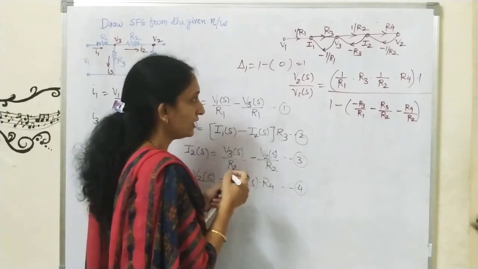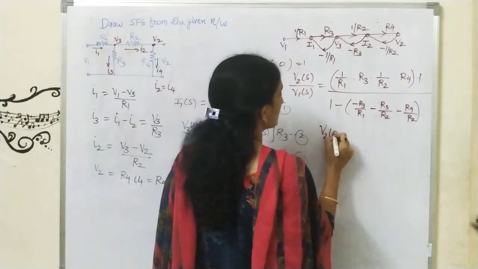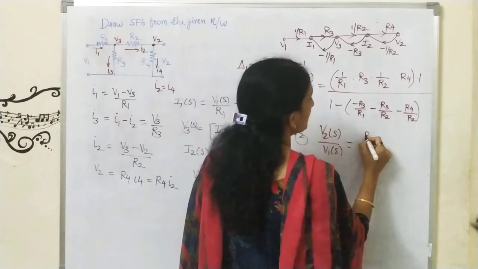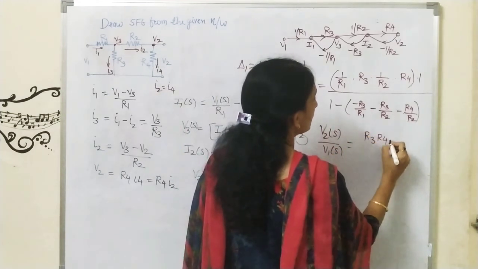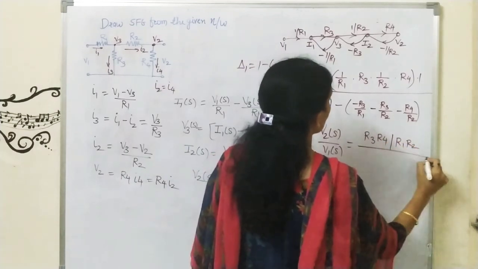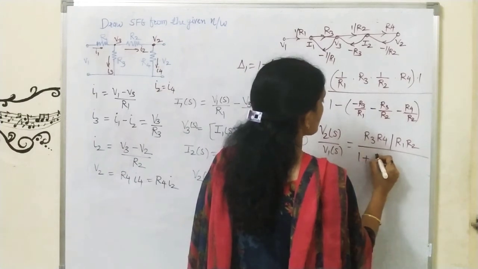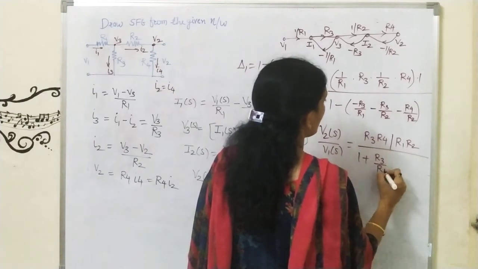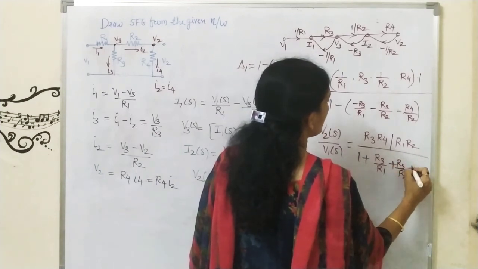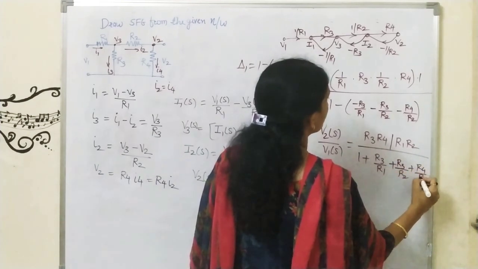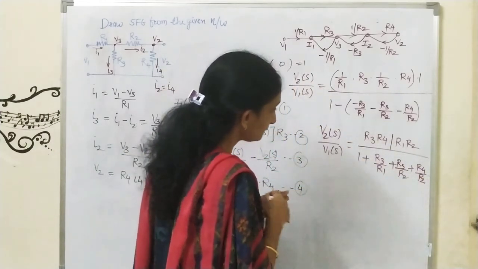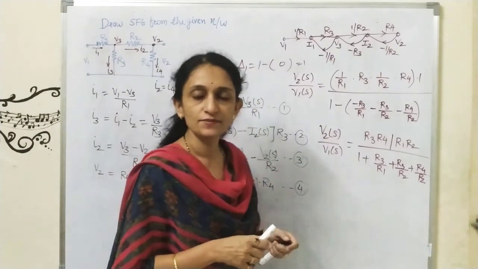You can rearrange this transfer function to get the standard form. V2 of S upon V1 of S is equal to R3 R4 upon R1 R2, upon 1 plus R3 upon R1 plus R3 by R2 plus R4 by R2. So this is our transfer function.